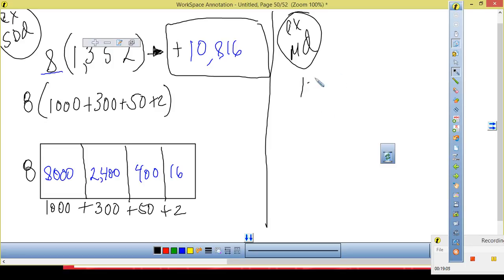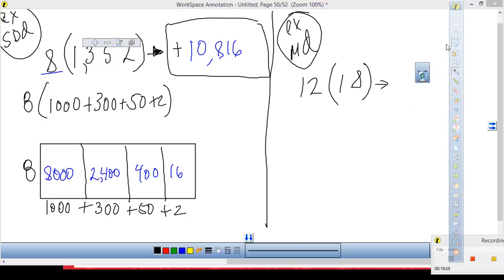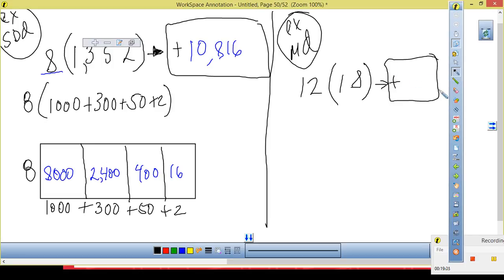12 times 18. Are they the same sign? Yes. So the answer is going to be positive. All right. So, how can we rewrite 12? Everyone. 10 plus 2. How can we rewrite 18? 10 plus 8. So, let's draw a rectangle.